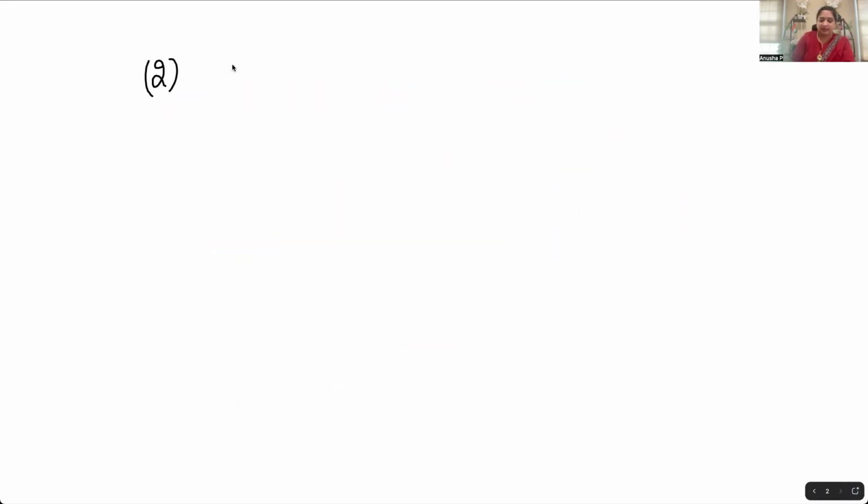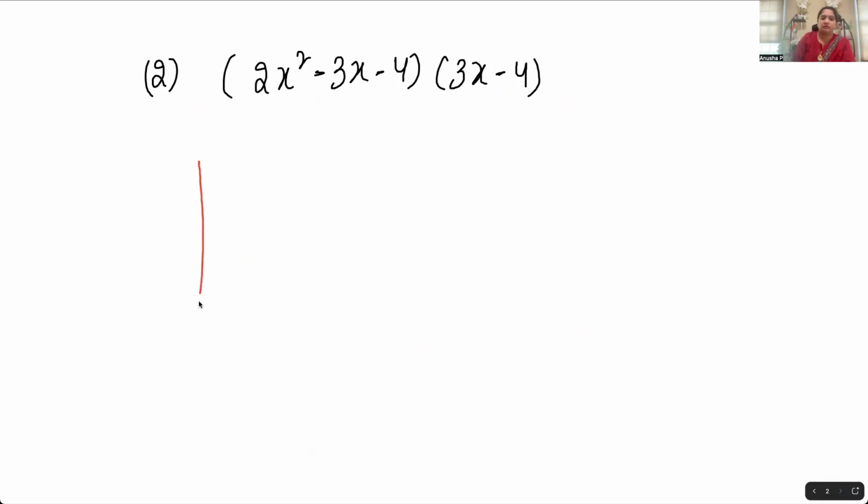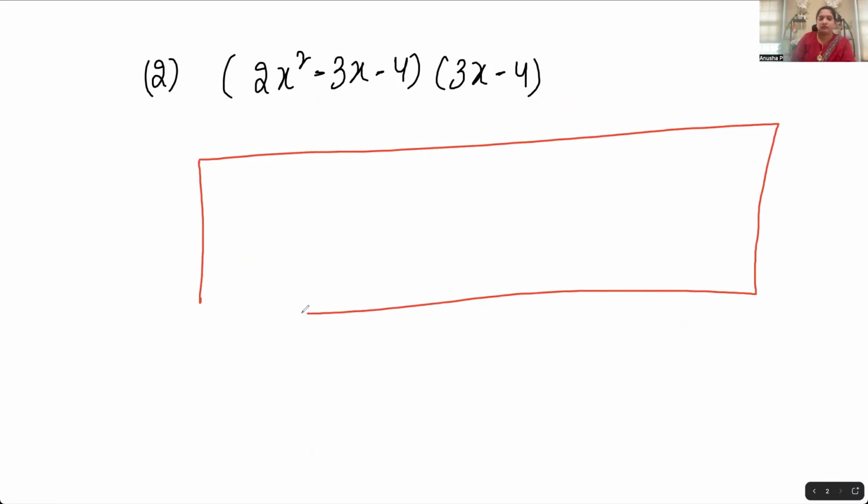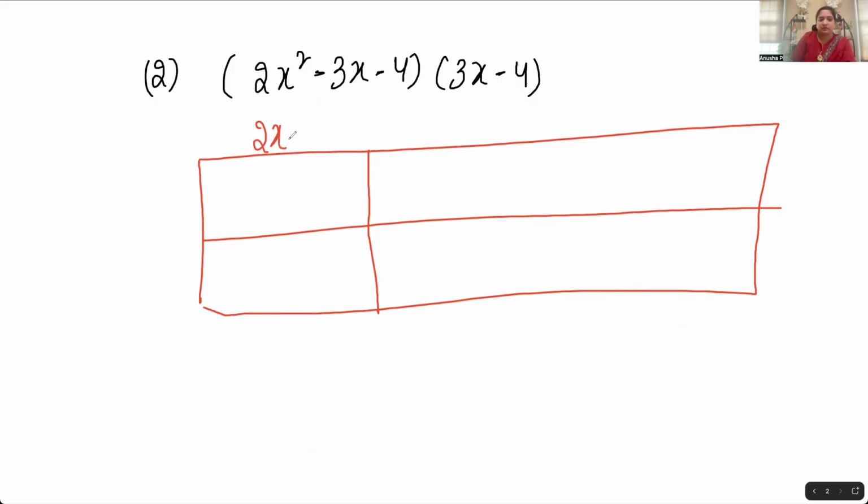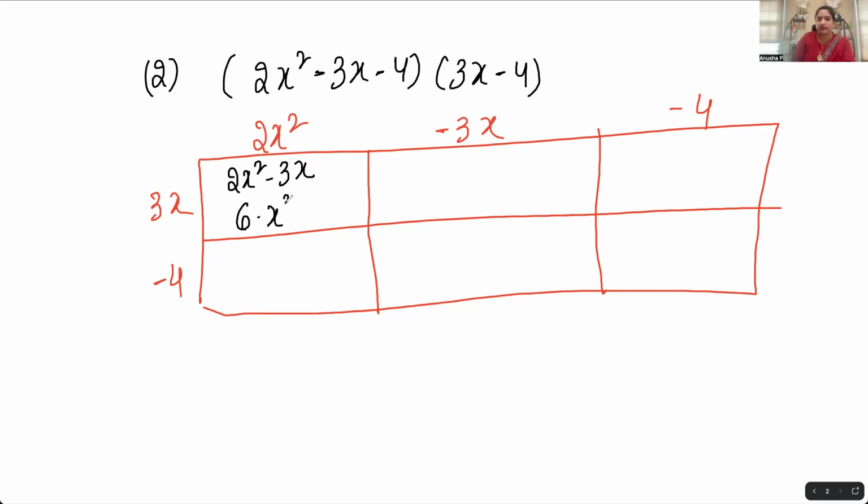Coming to the second example, it is (2x² - 3x - 4) and (3x - 4). 2x² minus 3x and minus 4. We are multiplying with 3x minus 4. 2x² times 3x. 2 times 3 is 6. X² times x, we have 3 x's, so x to the power of 3.